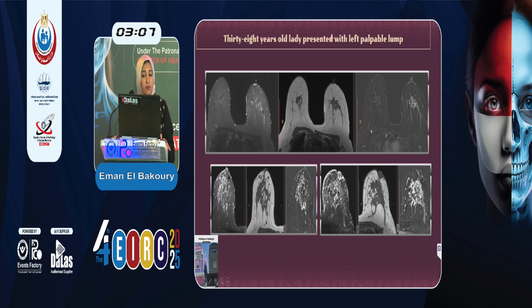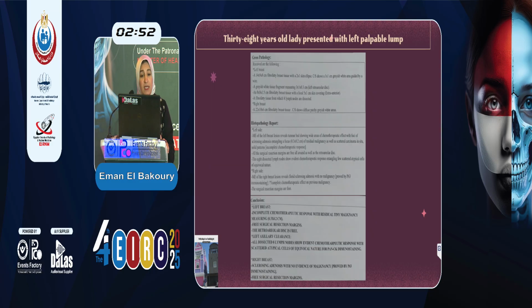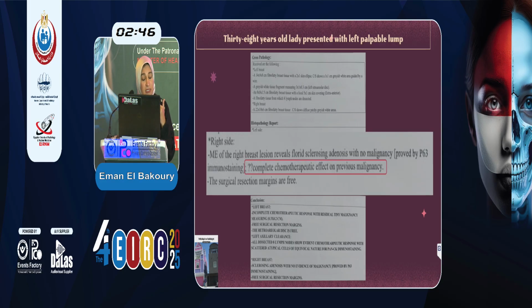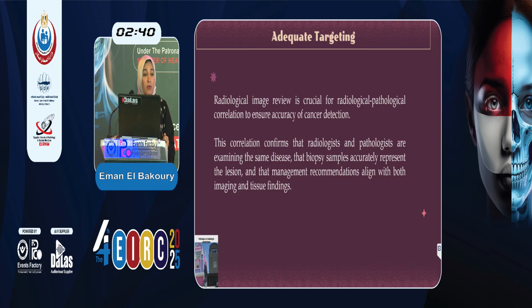Let me remind you with the baseline images. Upon reviewing, here we can see the well-defined, initially hypointense, non-enhancing paraareolar mass that had been biopsied before as fibroadenoma. So actually, we got fed up with the oncologist, called the surgeon, asked for biopsying of the right breast, and it came out with complete chemotherapeutic effect on previous malignancy. So actually, before biopsy, you had to review the image.